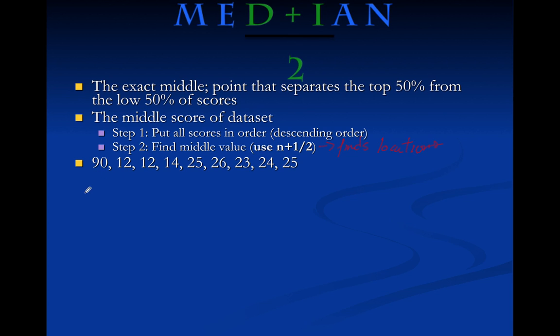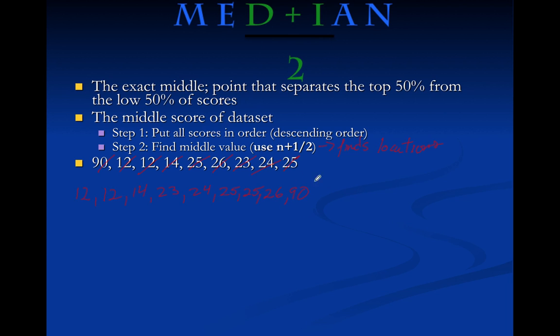I put all my scores in order, so you write 12 and 12. Do not write 24, because we're not adding them up. So it's 12, 12, 14, and I'm going to cross them out as I go through: 23, 24, 25 2 times, 26, and a 90. Okay, so there are my numbers.